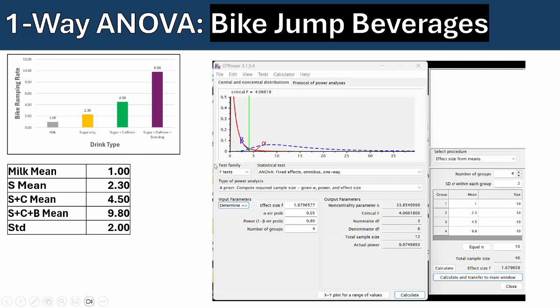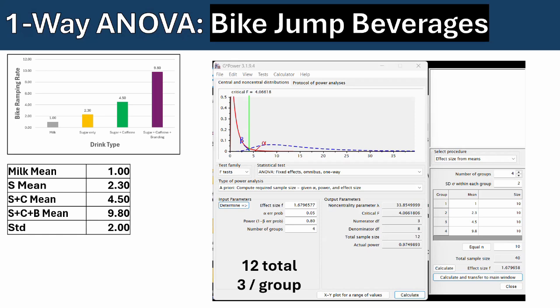Again, I can go to my G*Power. Now I'm going to go under F test for ANOVA, fixed effects, omnibus one way. Some of this gets a little confusing, but this is just a one-way ANOVA. I can determine. Now I'll have 4 different groups, put my means in, my standard deviation, get an effect size f, calculate over here. It'll give me a total sample size of 12 or 3 per group. So again, not surprising given the huge difference in the bike ramping rate between milk and the treatment with all the different things here, sugar, caffeine, and branding.